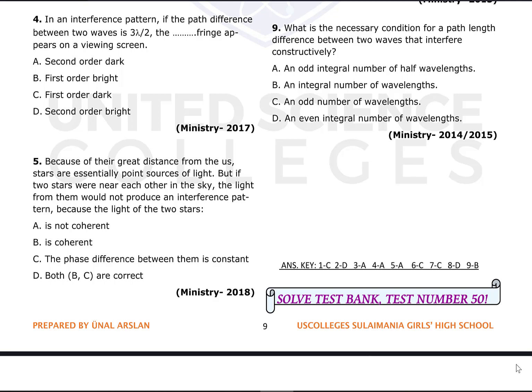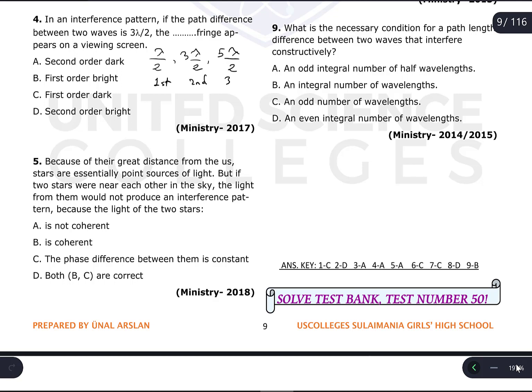But which one? Path length difference starts for dark fringes from lambda over 2. So lambda over 2 for the first dark fringe. Next one is 3 lambda over 2 for the second dark fringe. Next one is 5 lambda over 2. It goes on by the odd integral number of half wavelength. So this is first dark, this is for second dark, this is for third dark. It goes on this way. So answer is second order dark.